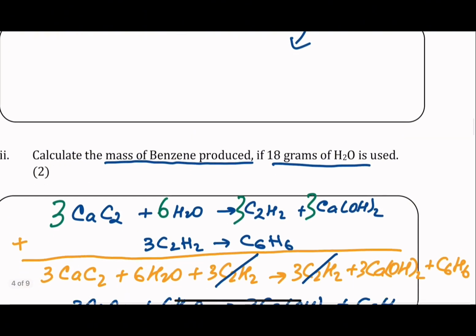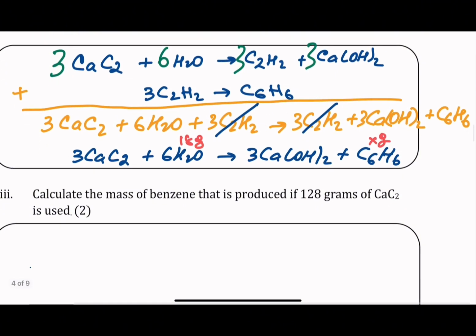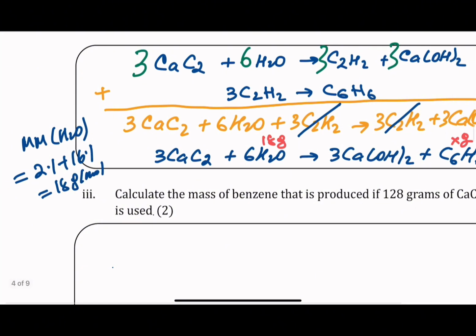Now, let's look at the question. It says 18 grams of water, right? So we're going to write the 18 grams of water here. And it's asking us how much we need of this one, right? Now, all we need to do is write underneath the molar masses. If you check out the molar mass of water, H2O, hydrogen is 1, so 2 times 1 plus 16 times 1, which is 18 gram per mole. So because I have 6 in here, I'm going to write 6 times 18.